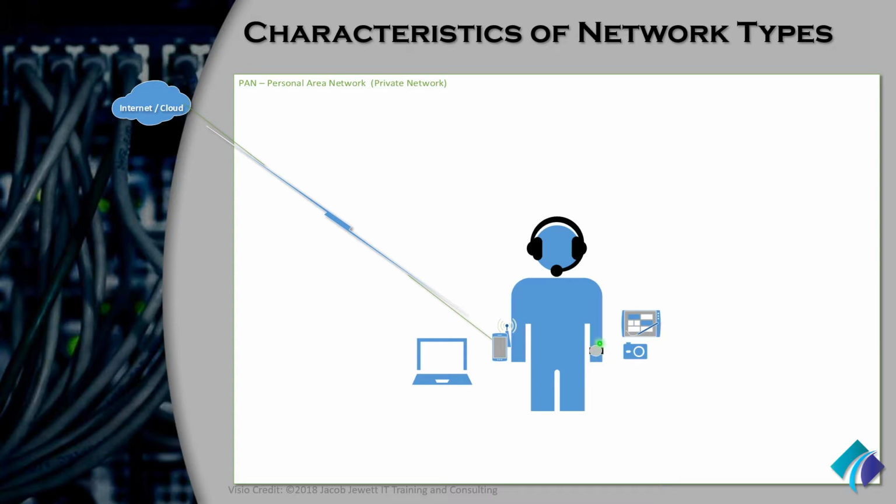Your watch, let's say you have an Apple Watch or an Android equivalent, like a Samsung watch, that communicates with your phone, or wireless headphones that communicate with your phone, or even your laptop. Things that communicate in your personal area are considered a PAN, and this is the smallest network that you'll refer to.